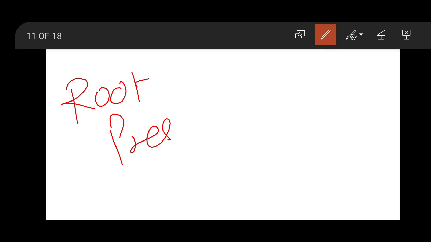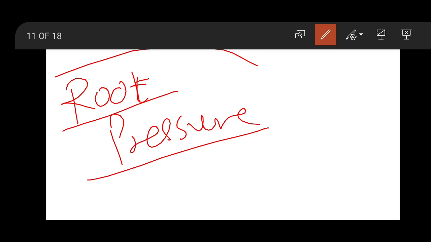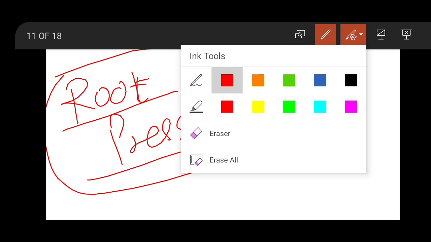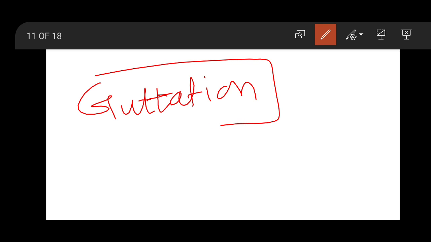Hello, my dear students. Last time we discussed root pressure. Root pressure was the term given by Stephen Hales, and we have seen all things related to root pressure, how it operates in plants and how it works there. Now we are going to study a new topic, that is guttation. Some people say guttation; whatever pronunciation is convenient for you. So let us study what is guttation.